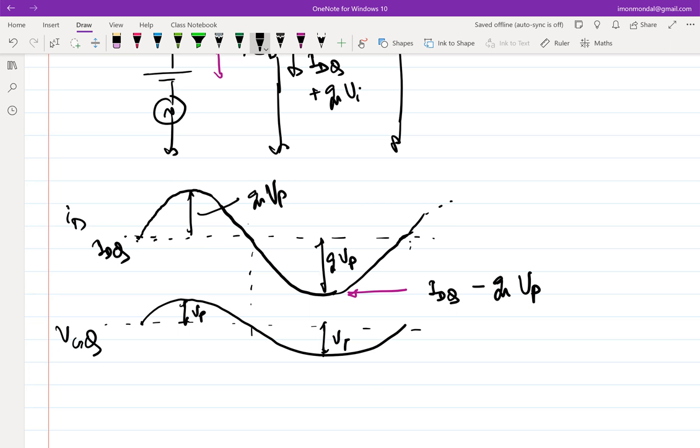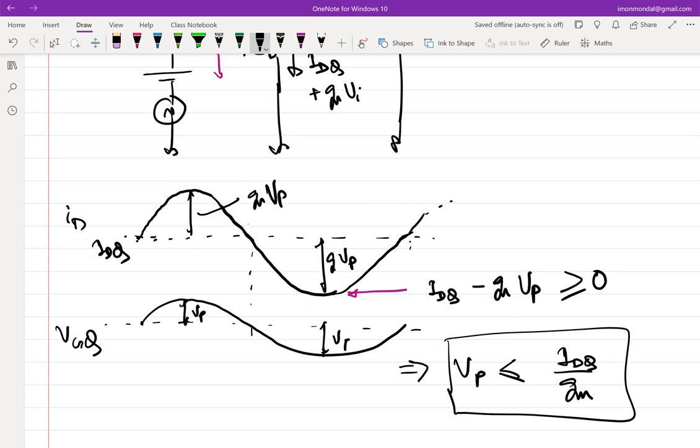Right? So now note that when I expect my transistor to amplify and work properly, I am not expecting the current to go to zero. So I have to ensure that the total current is always greater than zero. So what is the other constraint that you are getting on VP then? It should be greater than or equal to zero, which means the second constraint is VP should be less than or equal to IDQ over GM.